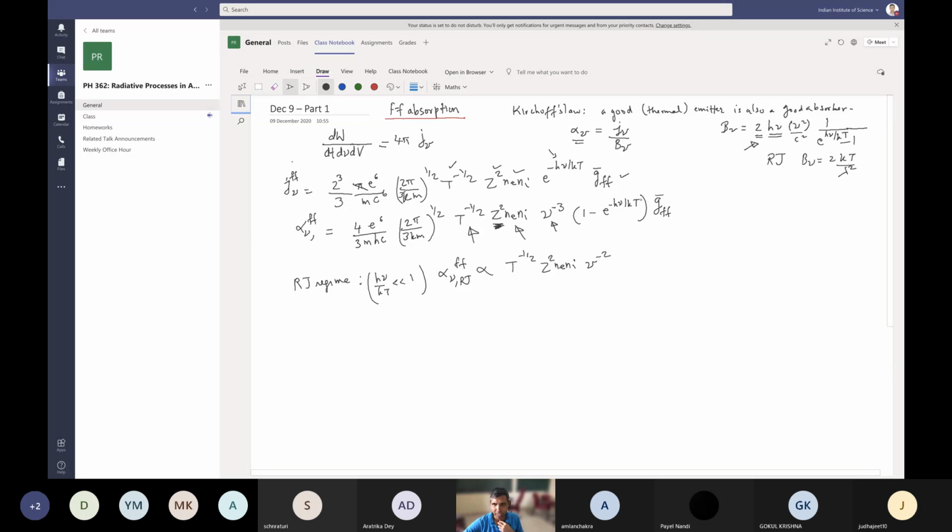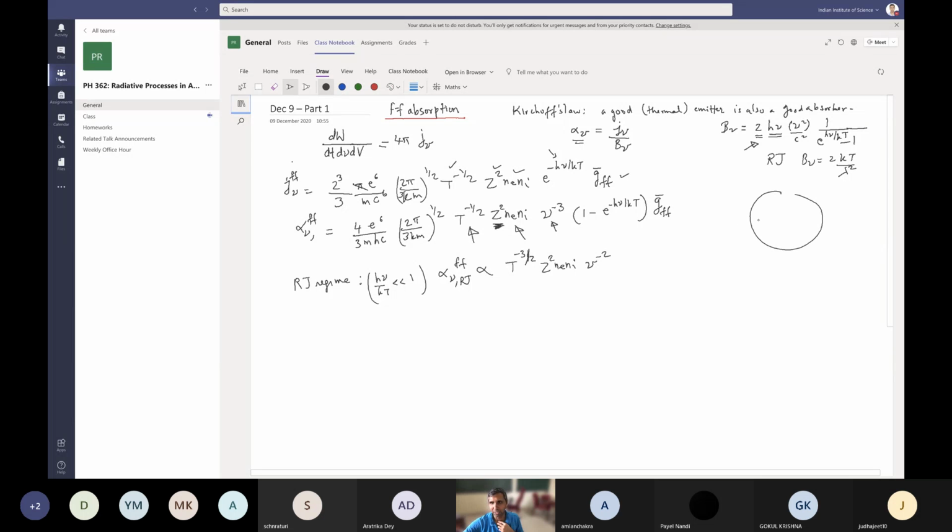And there is t, so there is 1 by t, so this becomes t to the minus 3 halves. So let me actually correct that. T to the minus 3 halves. Okay, so what does it mean?